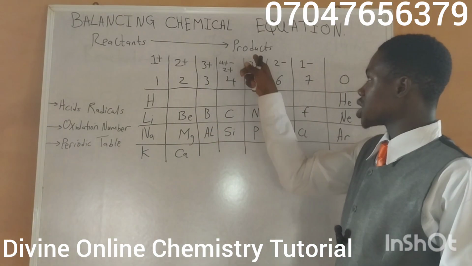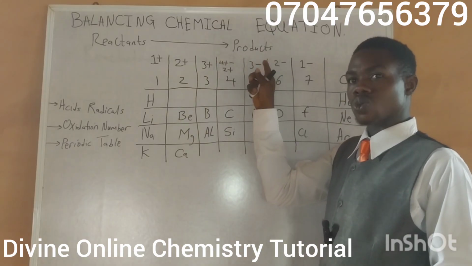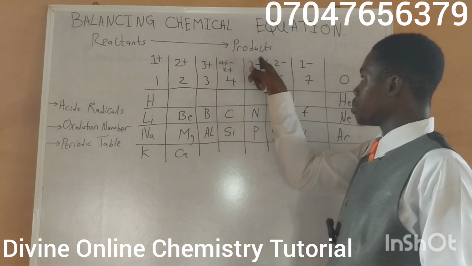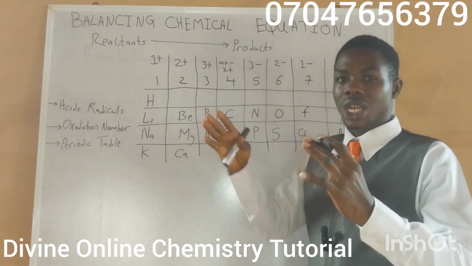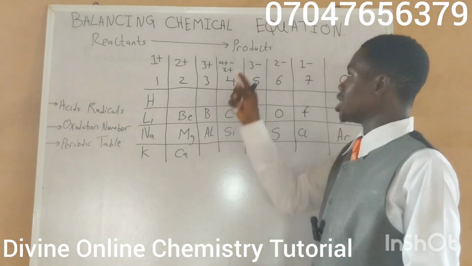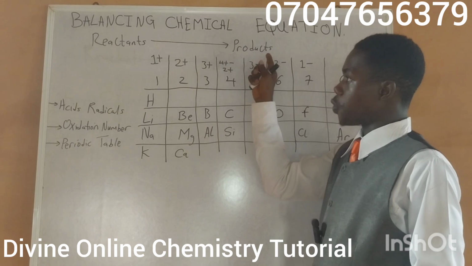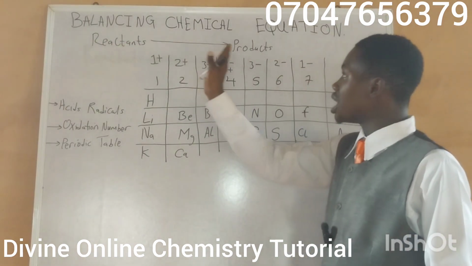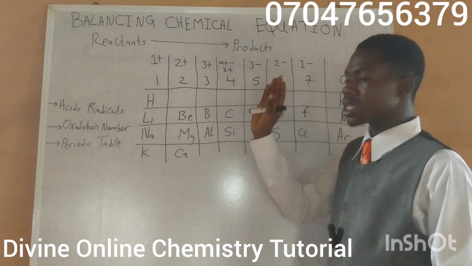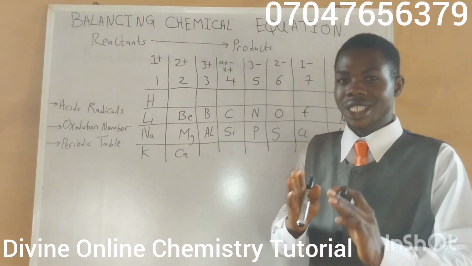So please take note, the species at the right hand side is known as the products. The products are formed when the reactants react together, that is, when they collide together as proposed by collision theory, and the product is formed. So the species at the left hand side is known as the reactant, while the species at the right hand side is known as the product.